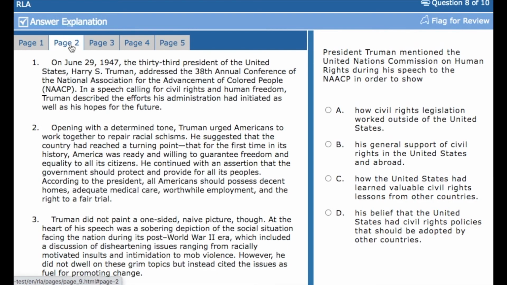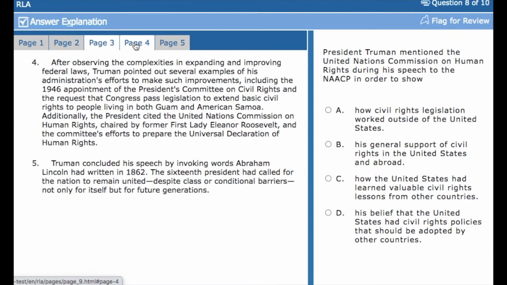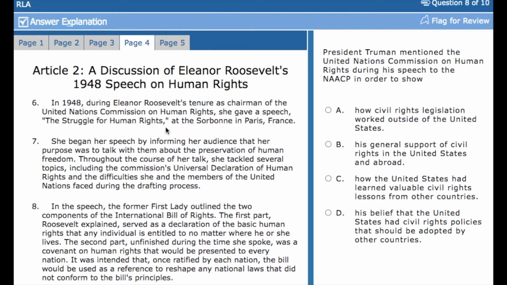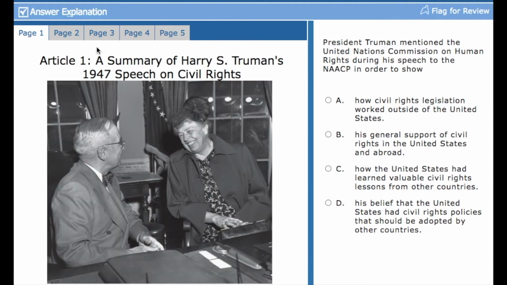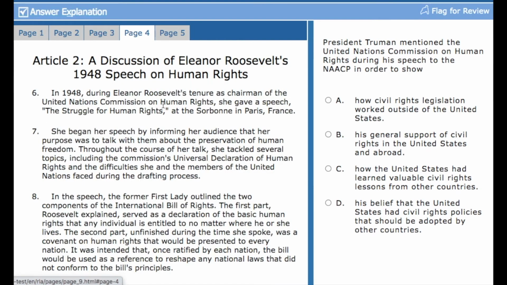So let me click to the different parts of the passage and see if we have any other headings. And yes, we do. Here's another title. This one says Article 2, a discussion of Eleanor Roosevelt's 1948 speech on human rights. Putting this together, we see we're also going to have a part set in 1948, just one year later, and Eleanor Roosevelt is going to be the main figure of this part of the passage, and the topic is also human rights. So right off the bat, I see that to answer these questions, I'm going to have to go back and forth between the first article and the second article here.